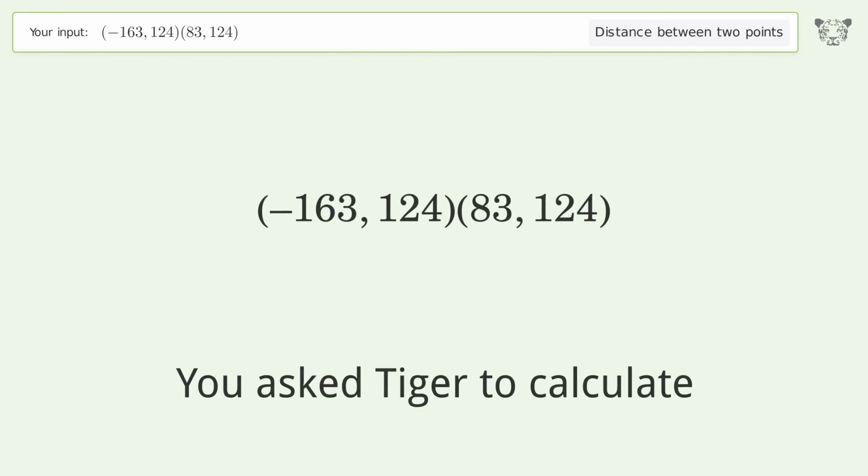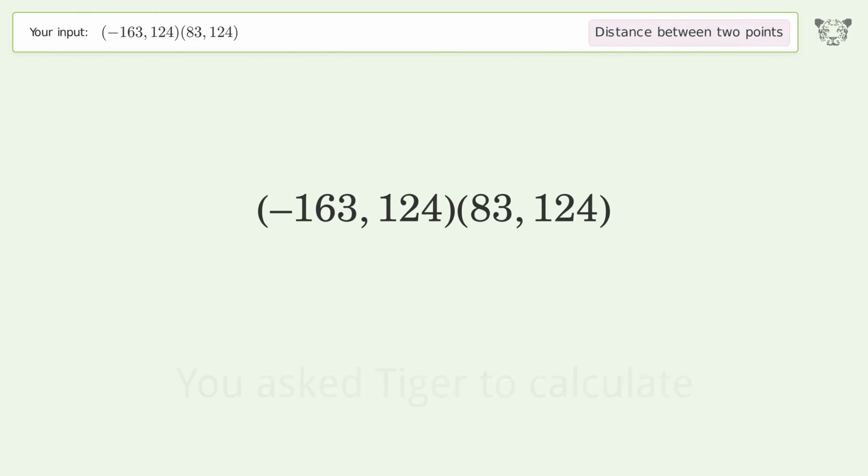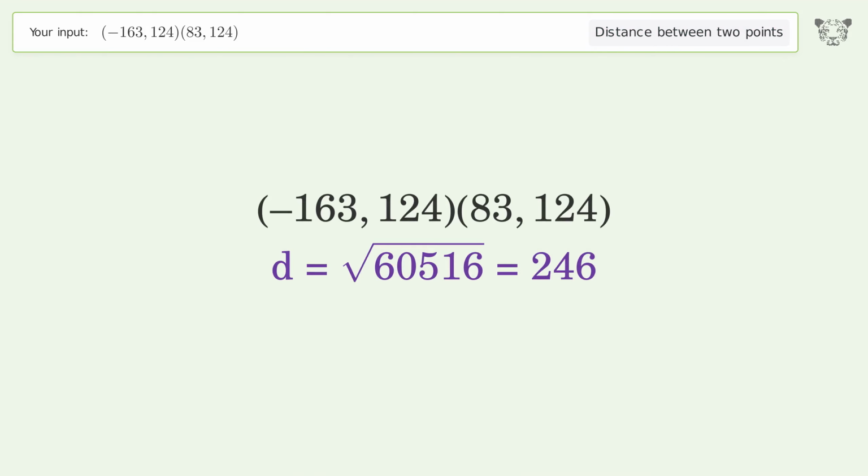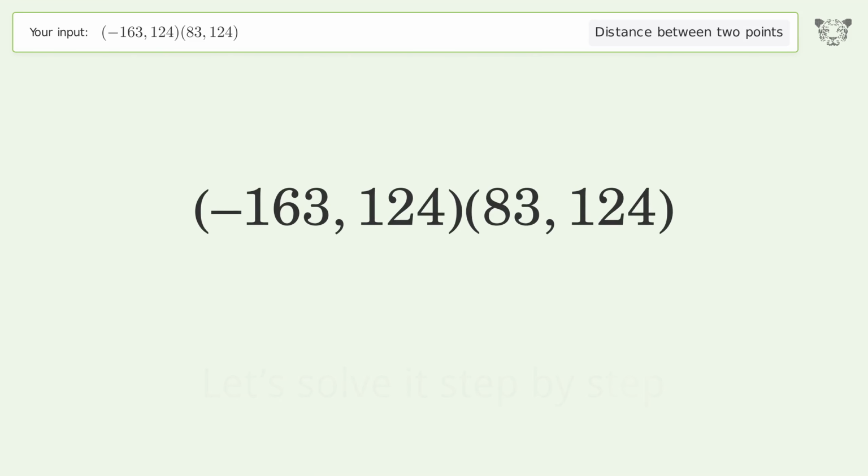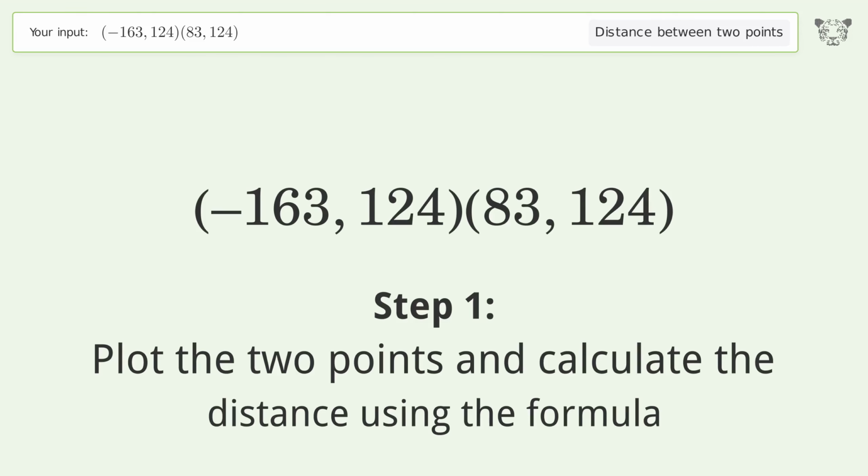You ask Tiger to calculate. This deals with the distance between 2 points. The distance between the 2 points is the square root of 60,516, or 246. Let's solve it step by step. Plot the 2 points and calculate the distance using the formula.